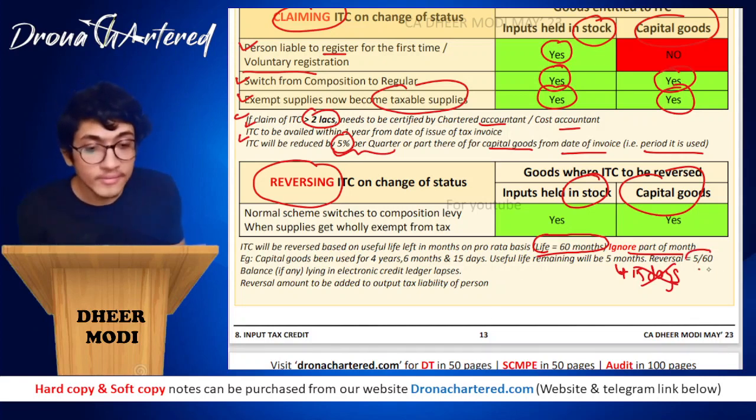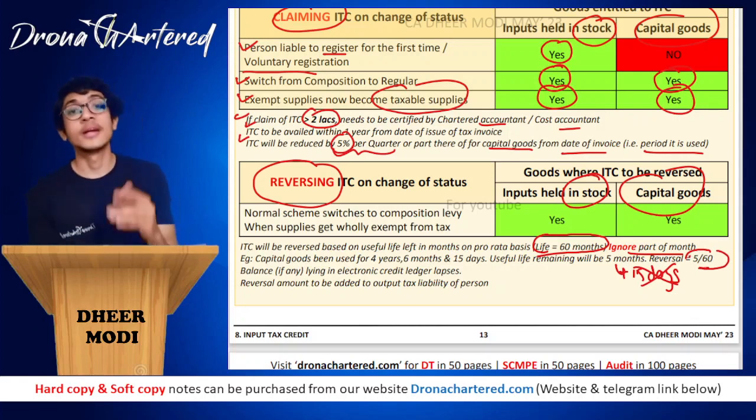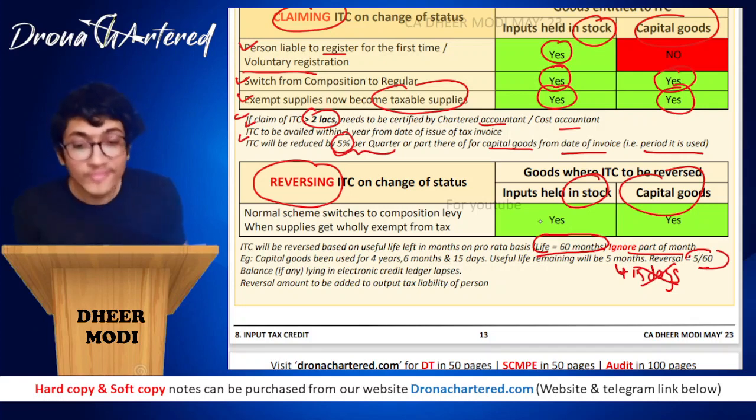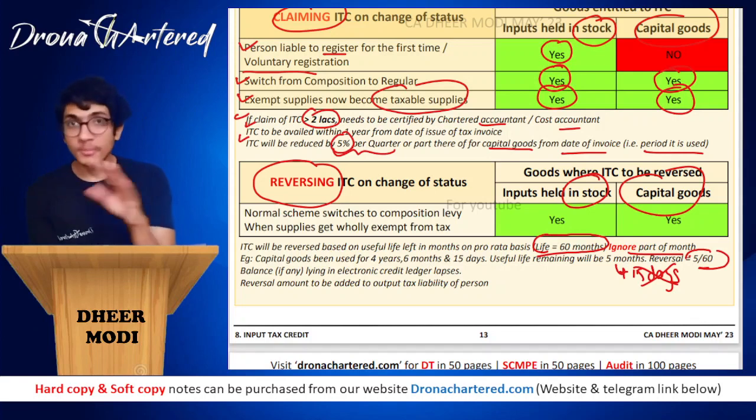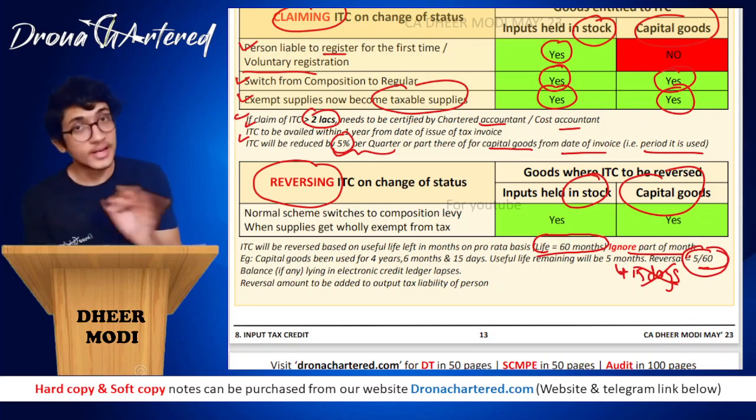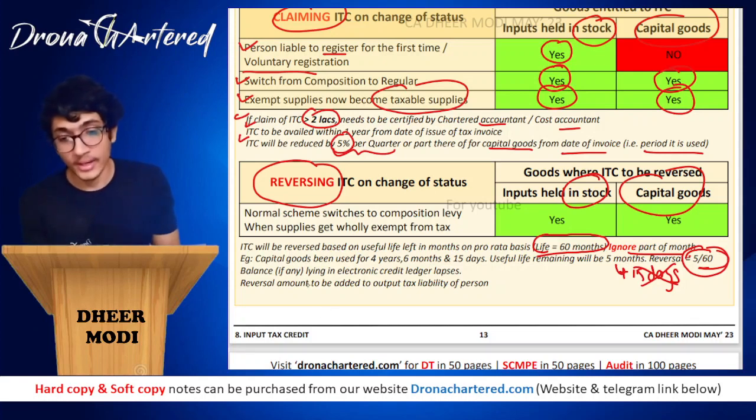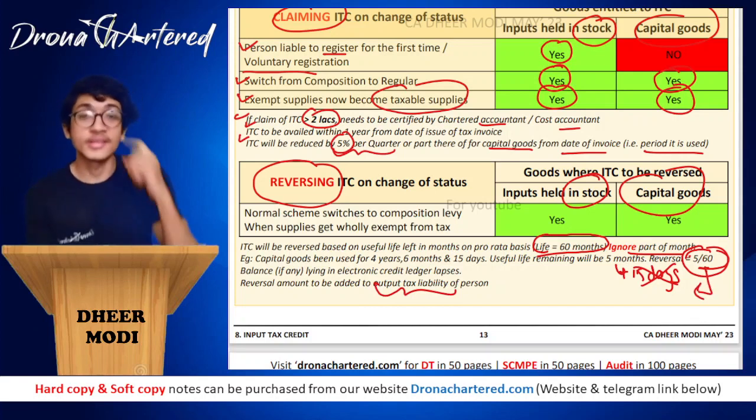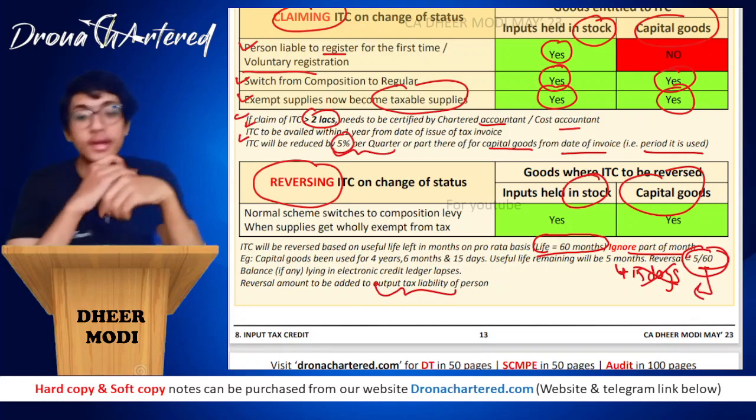So the reversal that we will be doing is of 5 by 60. That is, out of 60 months, only for 5 months you will be using it for a purpose when ITC is not allowed. Therefore, we are reversing that. So therefore, it is your 5 divided by 60. Any balance lying in the electronic ledger lapses, because of course you have any electronic credit, you will not be getting any credit. Therefore, that balance will lapse. Reversal amount to be added to output tax liability of the person. This amount that we have reversed, this 5 by 60, will be added to the output tax of the person.